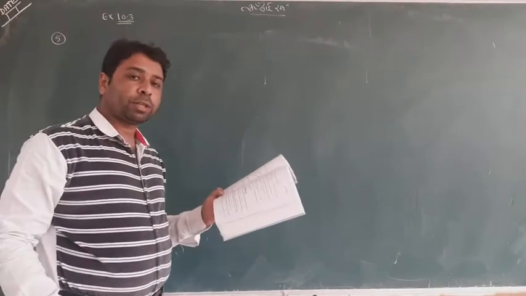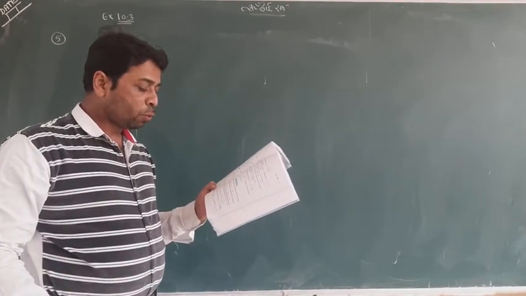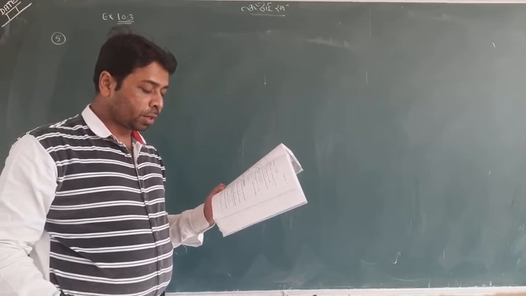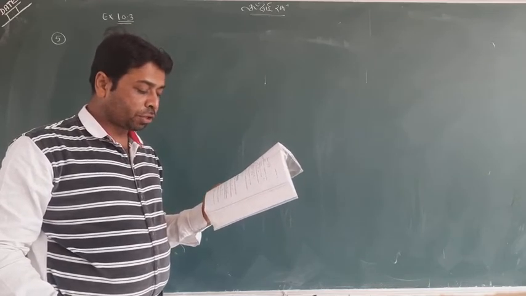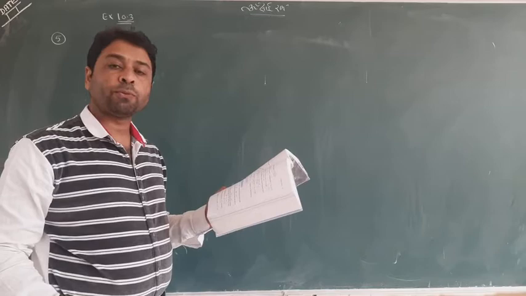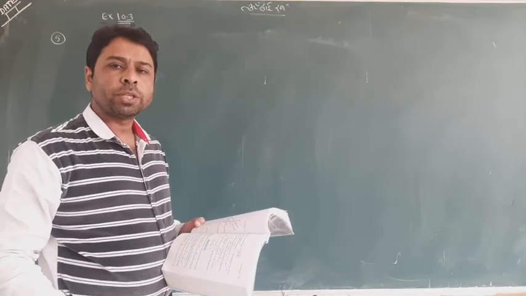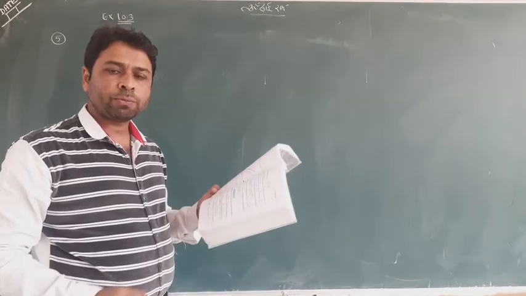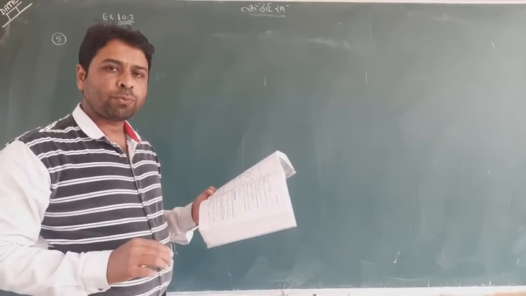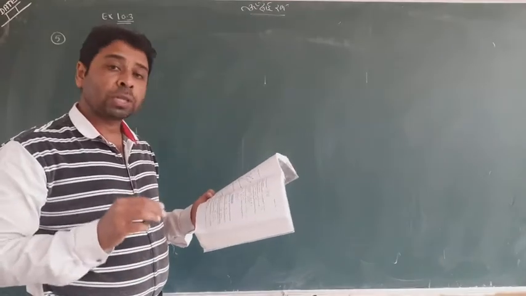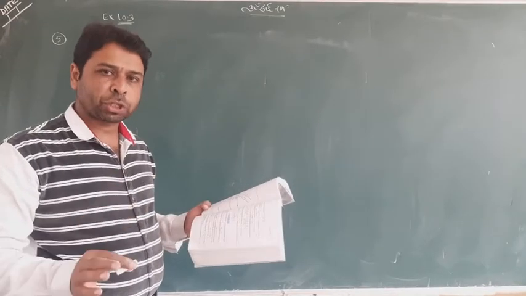Find the point on the x-axis whose distance from the line x/3 + y/4 = 1 is 4 units. The question is very good. Just try to understand the meaning of the question. What we are told here is that we have to find the point on the x-axis. We don't need to make a picture.